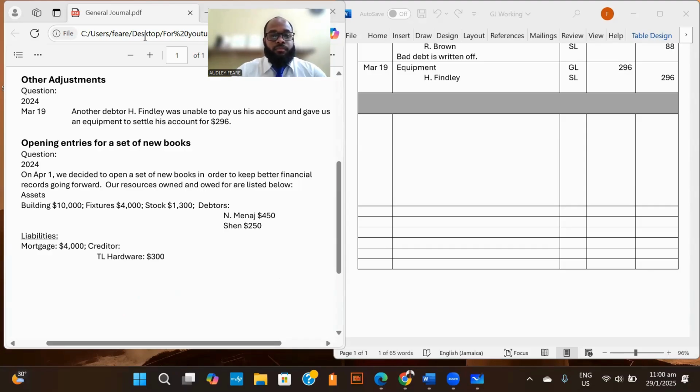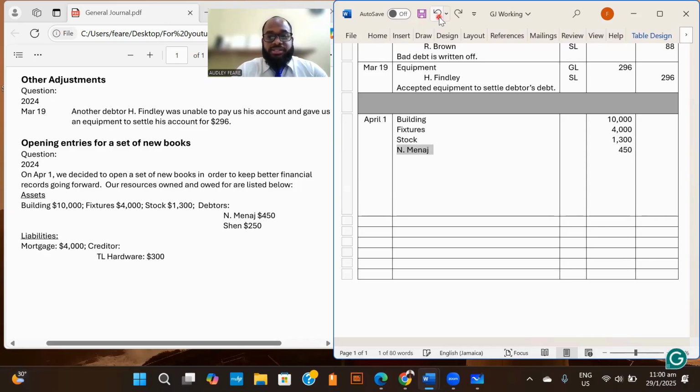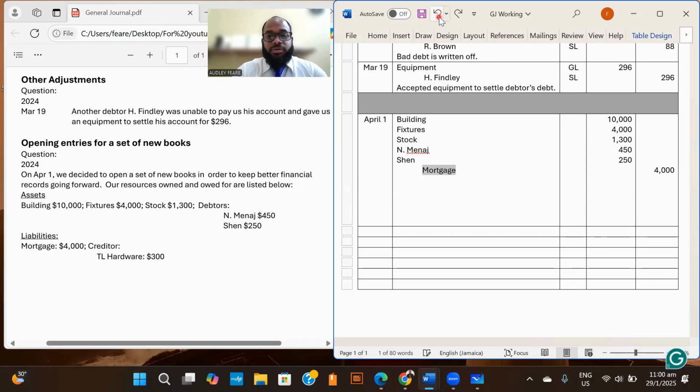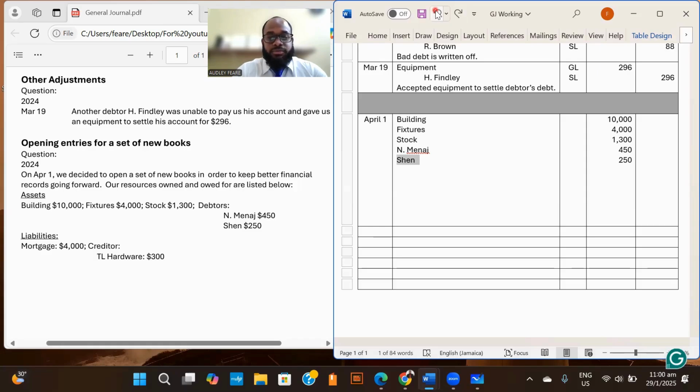So let's go. First we do, of course, it's the date. So we write the date. April 1. And what are our assets? We have building, we have fixtures, stock, debtors, and we list all of our assets first. Then we're going to list our creditors. And our creditors are, we have TL hardware and we also have mortgage. Those are our liabilities.